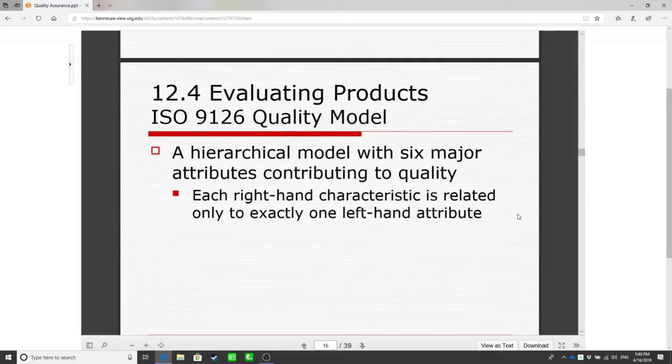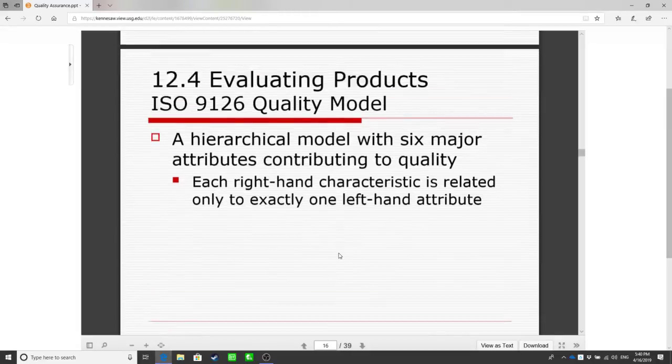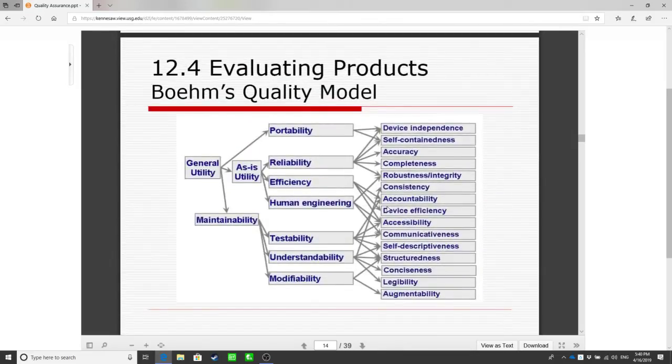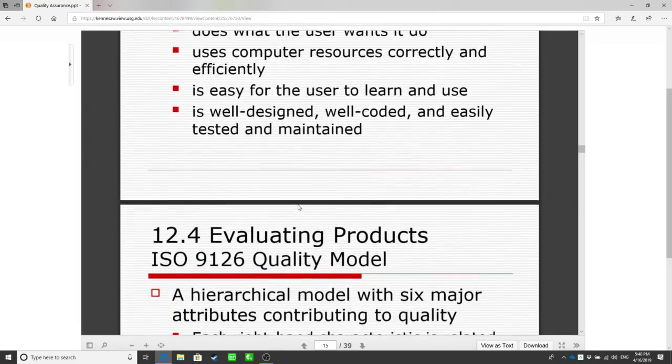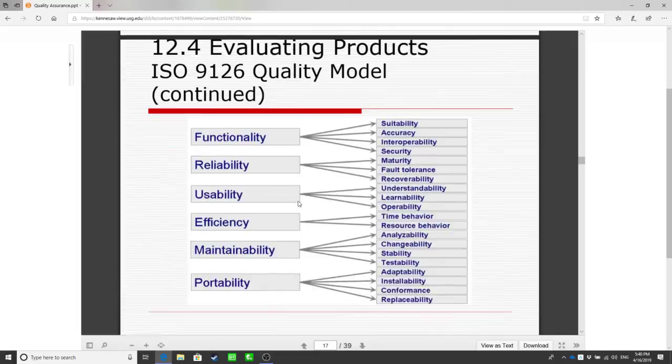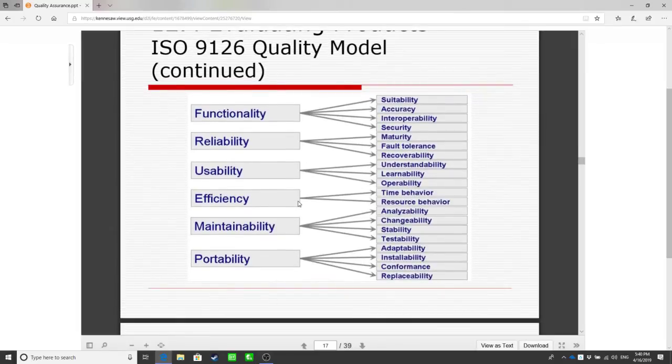The ISO 9126 quality model is a hierarchy model with six major attributes contributing to quality. Each right-hand characteristic is related to exactly one left-hand attribute. In the previous model, right-hand attributes may be associated with different upper-layer attributes, but if we look at this ISO model, it's pretty clean, right?